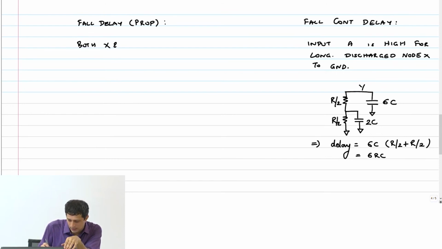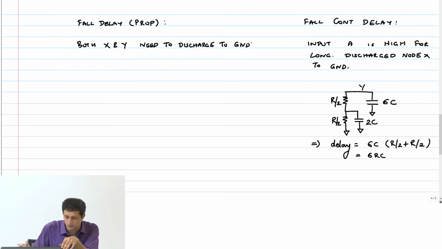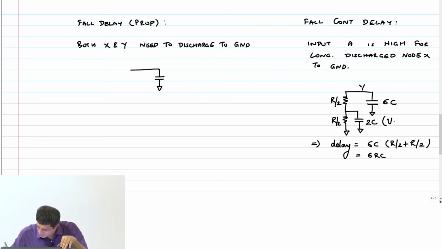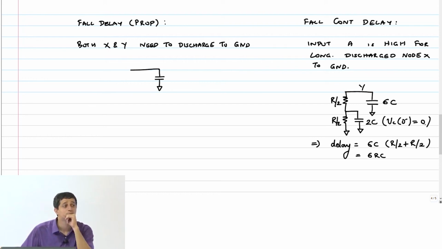For propagation delay, both X and Y need to discharge to ground. Right? So what's the equivalent circuit? I have here, I think I should write this, Vc of 0 minus equals 0. Yes.